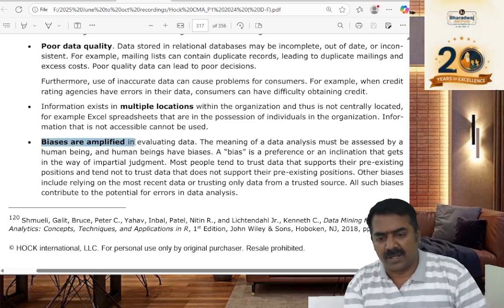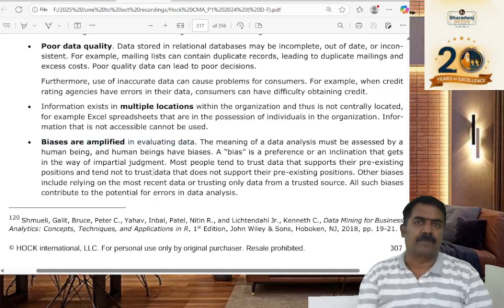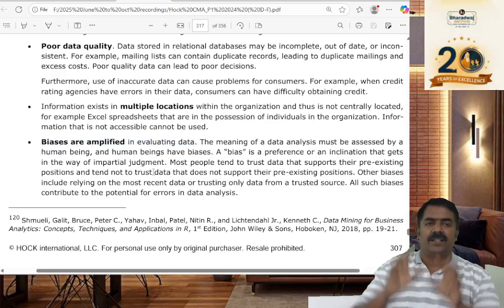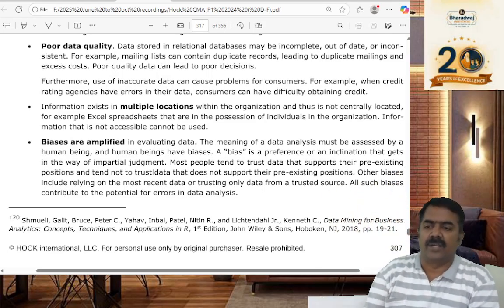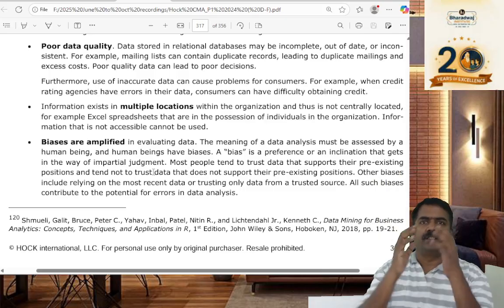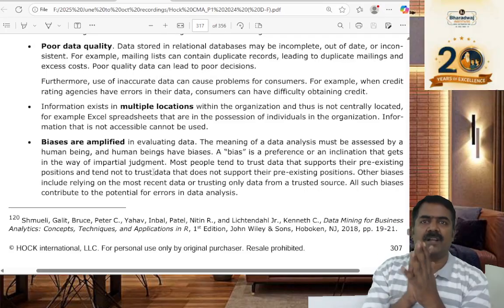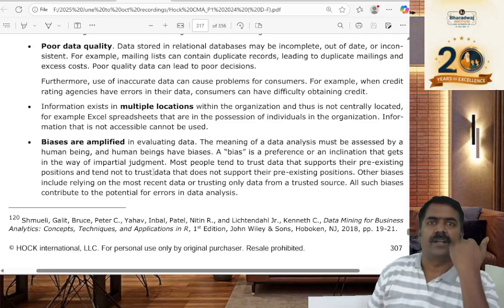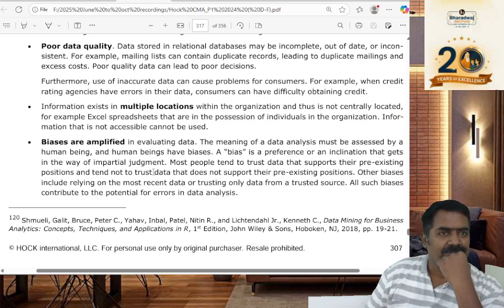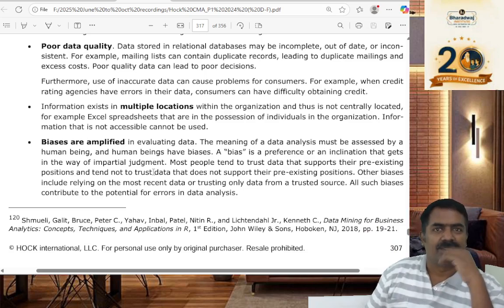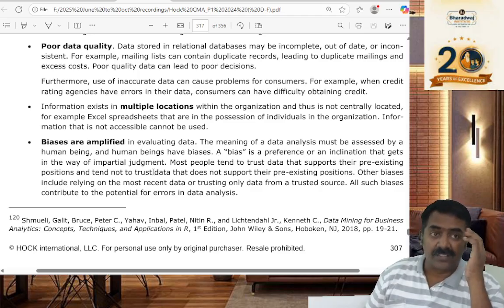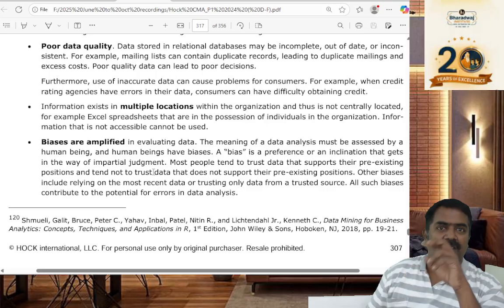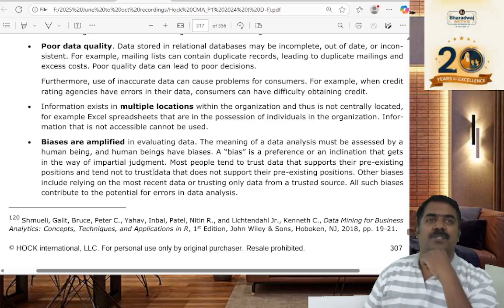Then biases are amplified in evaluating the data. For example, a person supplied CBSE data, state board data, government school data like that. We thought CBSE students are wonderful, let us go for marketing. No one turned up. We thought CBSE students would take the information, but the problem is they already have information about the courses.